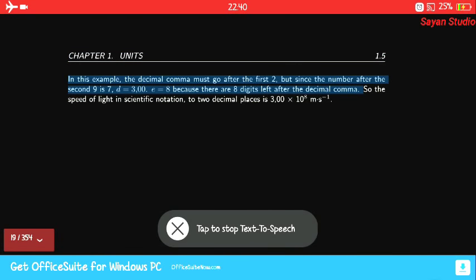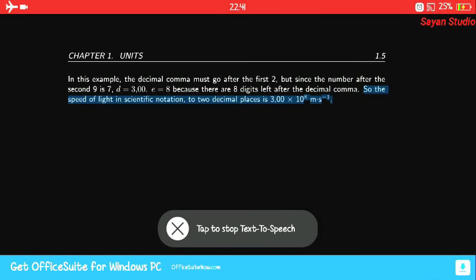In this example, the decimal comma must go after the first 2, but since the number after the second 9 is 7, d equals 3.00, and e equals 8 because there are 8 digits left after the decimal comma. So the speed of light in scientific notation to 2 decimal places is 3.00 × 10^8 m·s^-1.